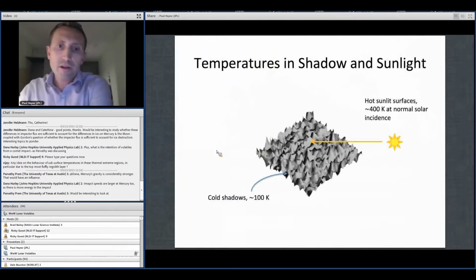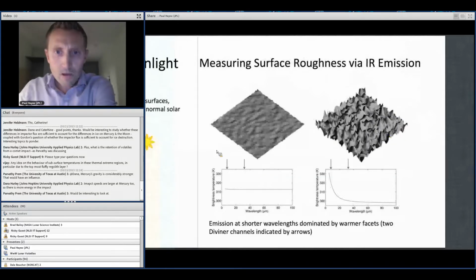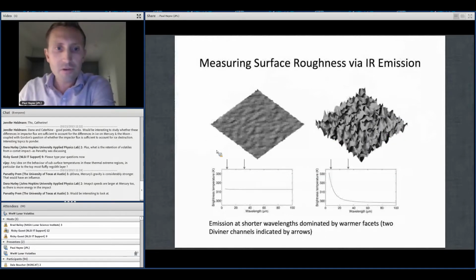So the basic idea is that on the Moon and other airless bodies without an atmosphere, you can maintain these massive thermal gradients. And the thermal gradients can persist on relatively short length scales if the thermal inertia of this material is low enough. And so what we observe on the Moon is directly illuminated surfaces tend to be around 400 Kelvin, but then the colder shadows can be much, much colder. And we can actually measure this with Diviner.